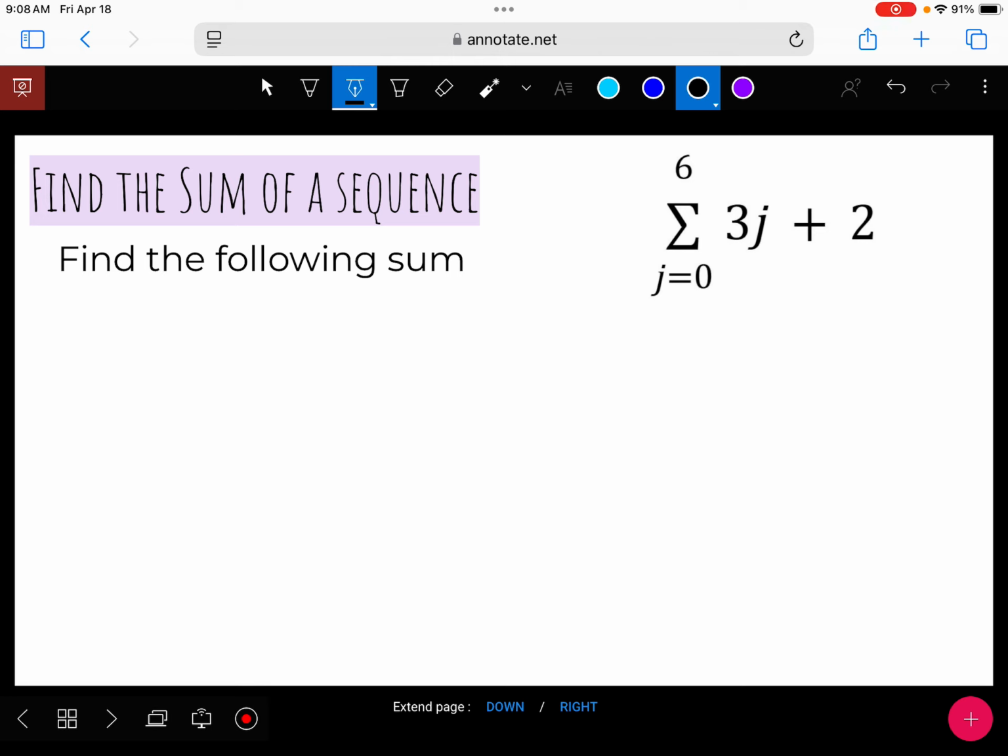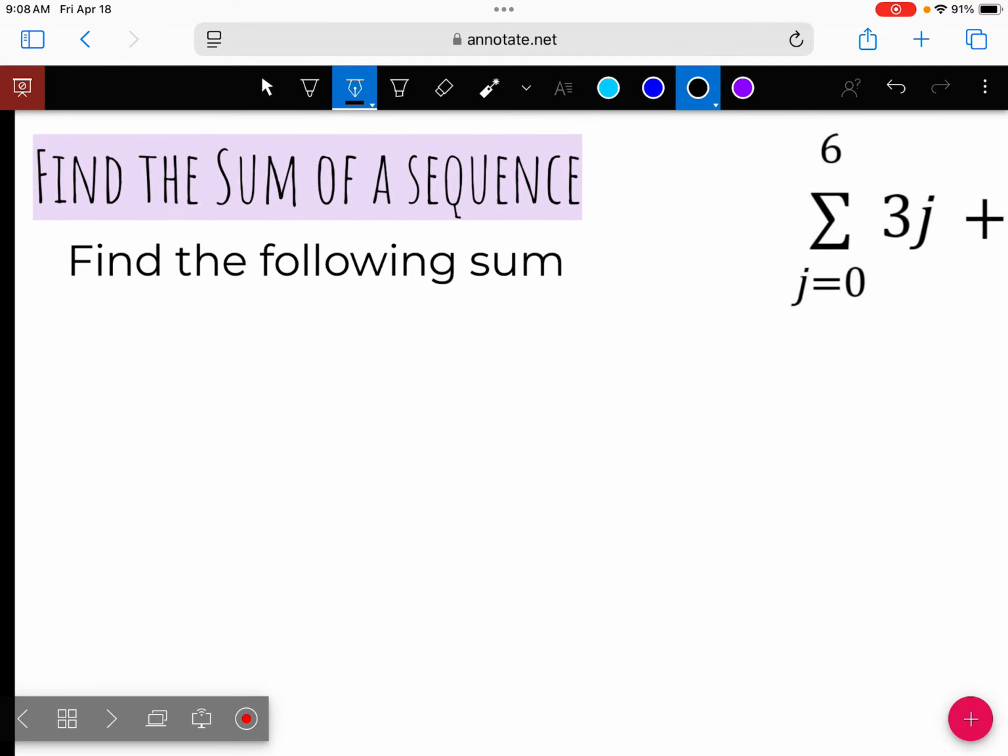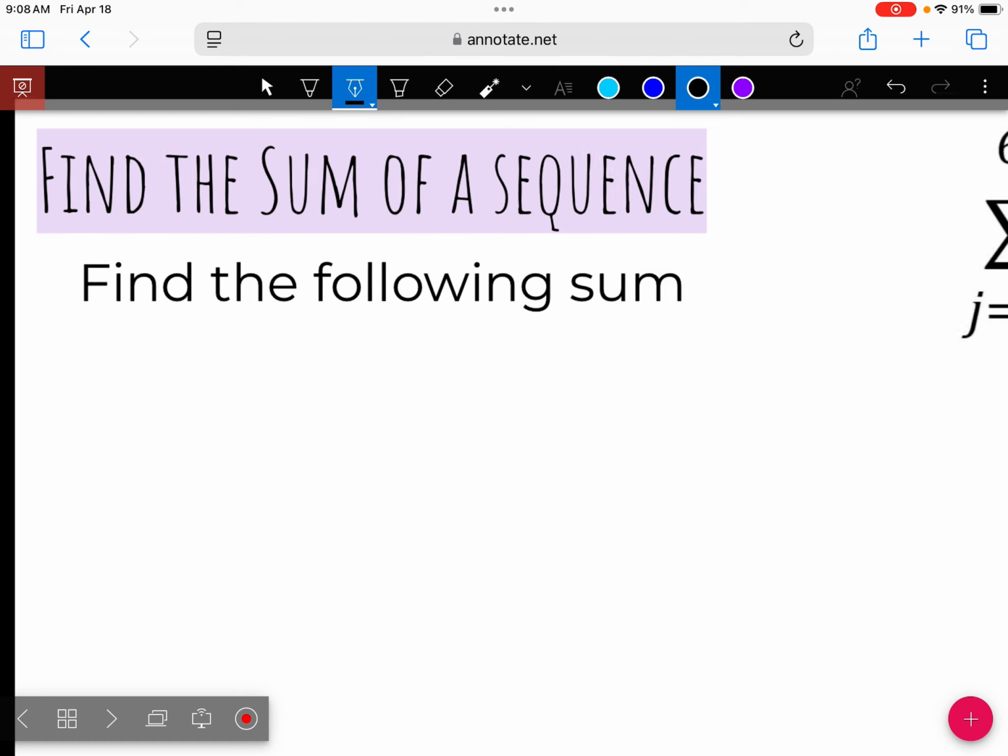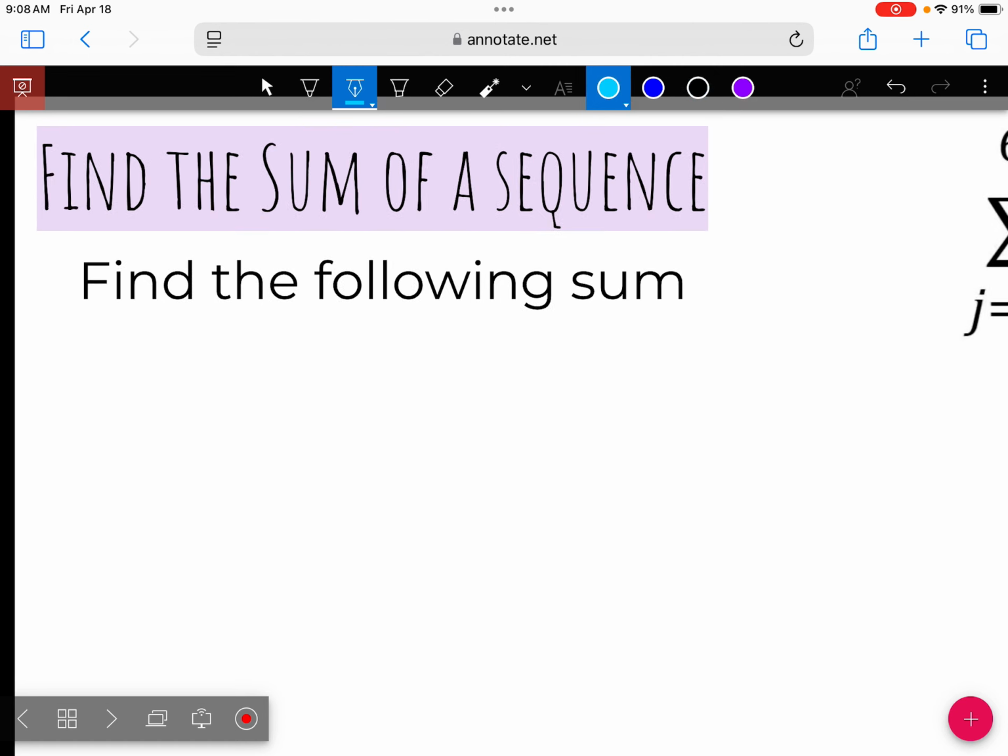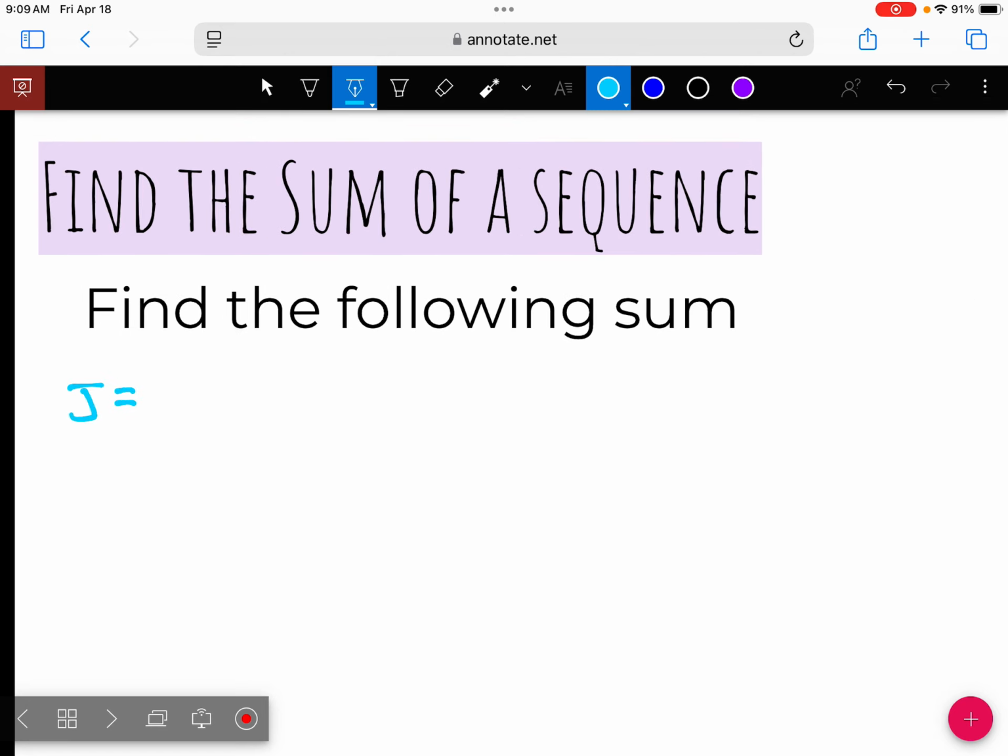2, 5, 8, 11, 14, 17. I'm still going to write things down because for a lot of people, it's going to sound like you are just randomly making up numbers.